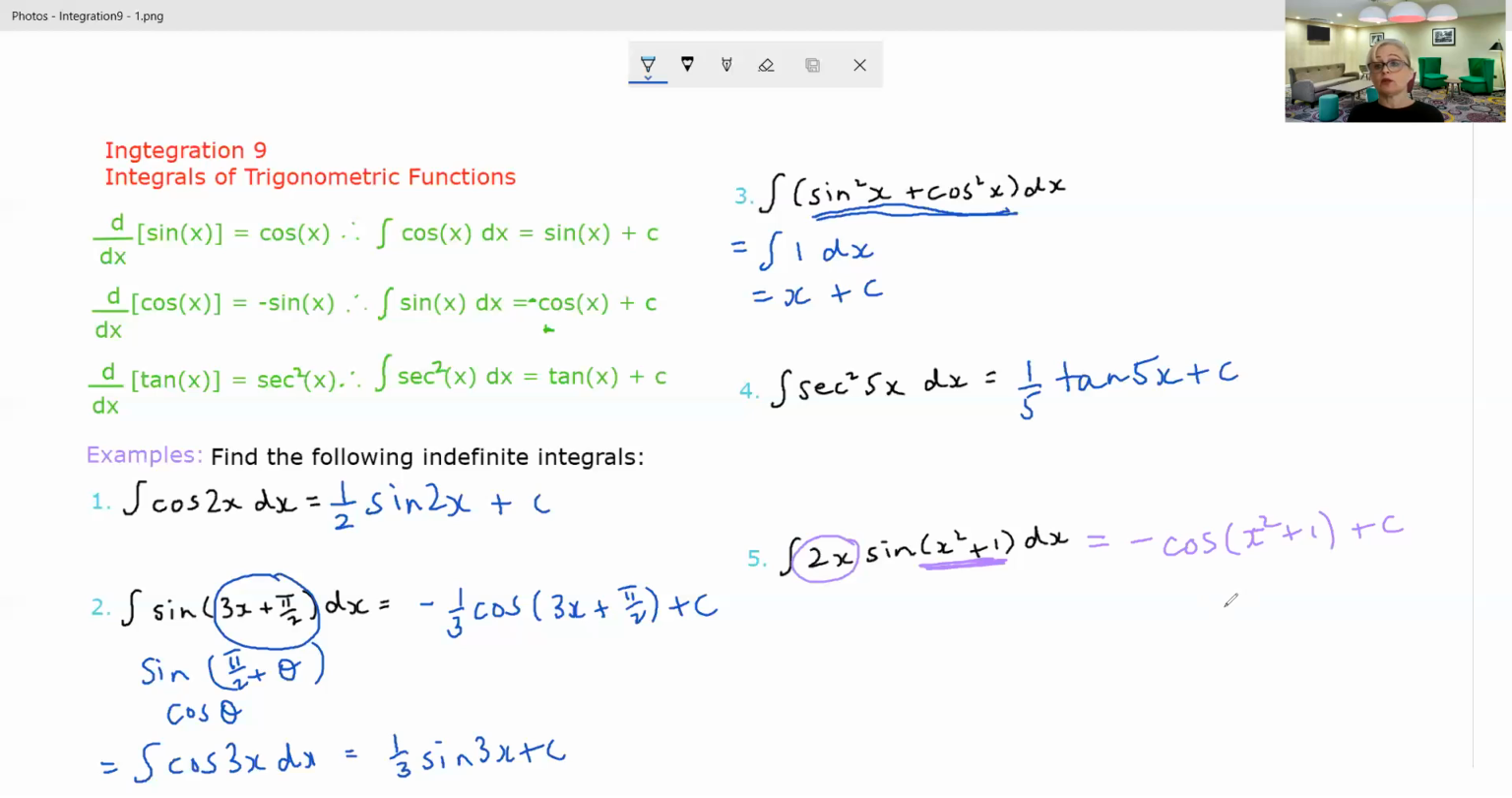Doesn't really matter whether you're talking about trig functions, polynomials, exponentials, whatever it is. If you happen to have a scenario where you have a composite function and you've got a multiplication by the derivative of that or some constant times the derivative of that, you're good to go as far as chain rule in reverse is concerned.